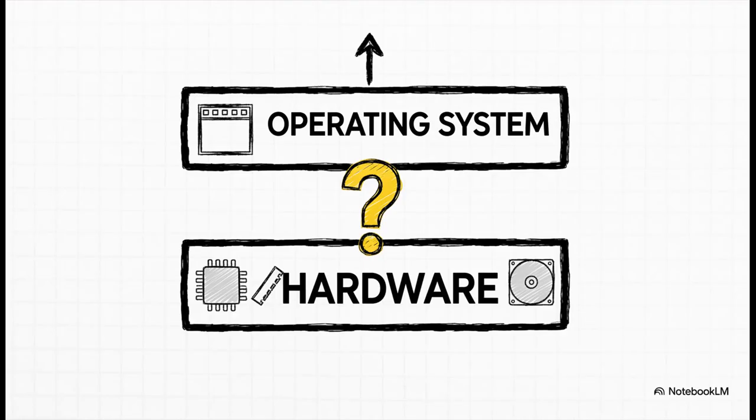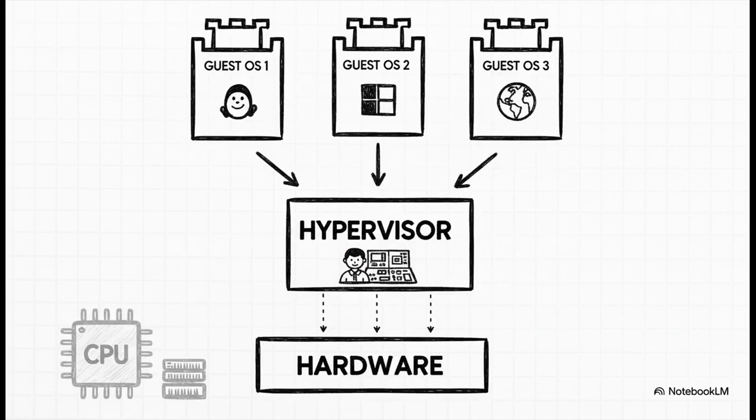So think about how your computer normally works, right? It seems pretty straightforward. You've got your physical hardware, your CPU, your memory, all that good stuff, and then you have the operating system which talks directly to it. But what if we could just slip something new right in between them? A new layer, a kind of manager that sits in the middle and controls everything. And that is exactly what this first path does.